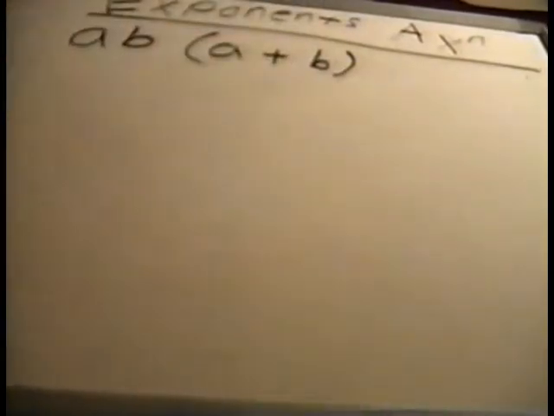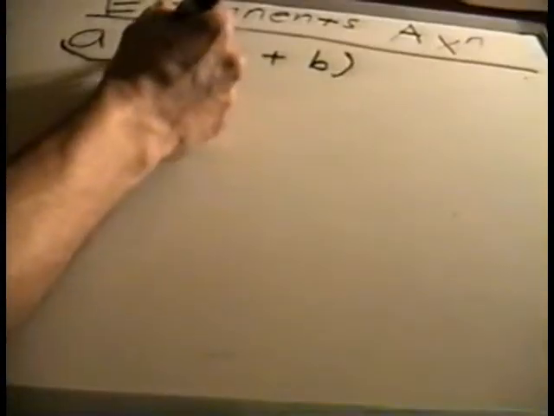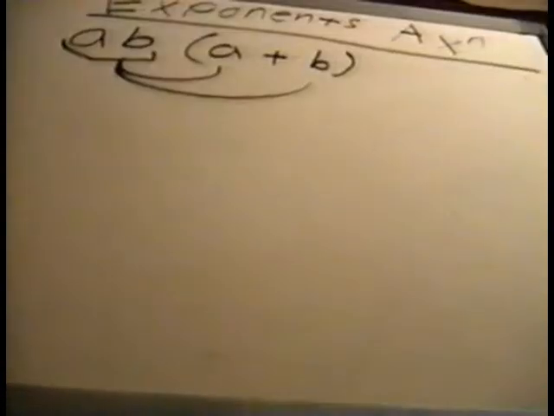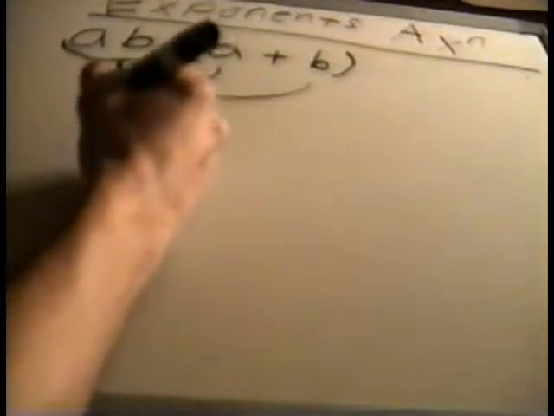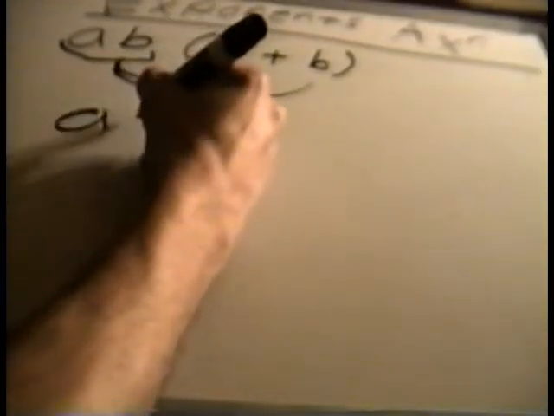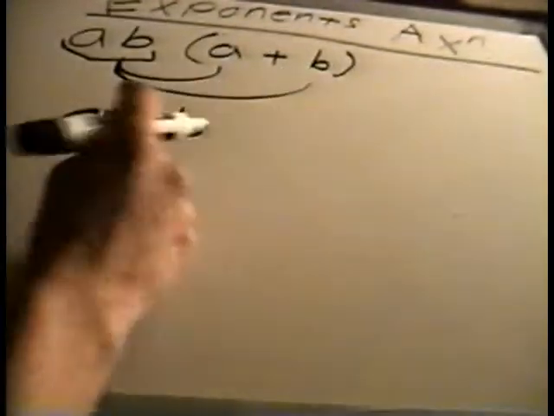A to the power of n is a factor, A, n times. Here you get, so that's A squared plus AB. Okay? Next example.